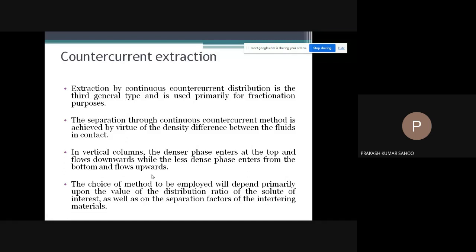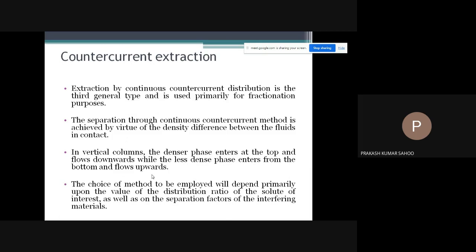Then counter current extraction, or continuous counter current distribution, is the third general type and is used primarily for fractionation processes. The separation through the continuous counter current method is achieved by virtue of density difference between the fluids in contact. In a vertical column, the denser phase enters the top and flows downward, while the less dense phase enters from the bottom and flows upward. Okay.